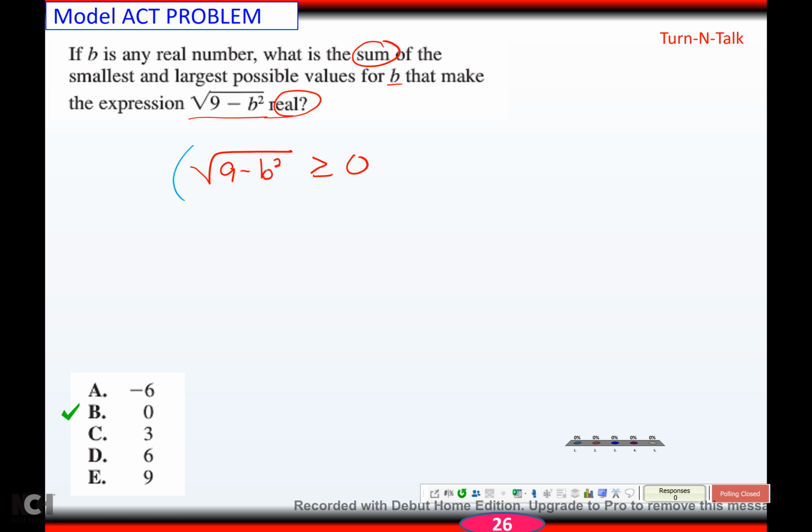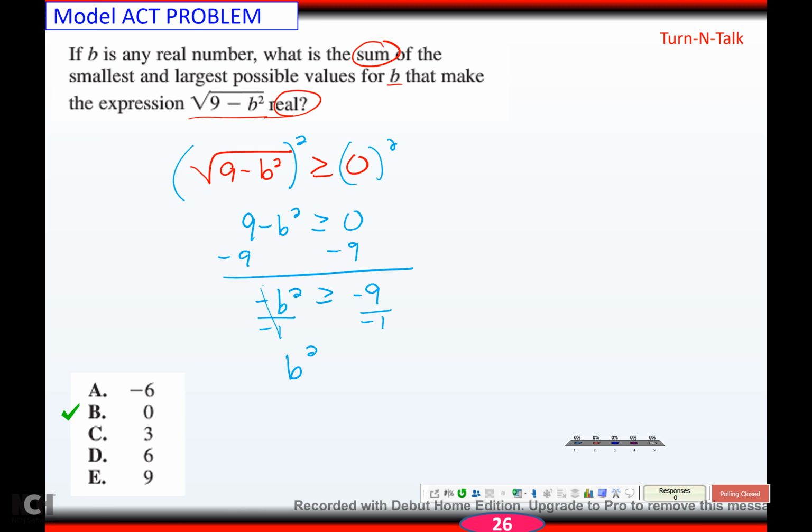We solve it. To kill a square root, I'm going to square both sides. That gives me 9 minus b squared greater than or equal to 0. Minus 9, minus 9. Negative b squared has to be greater than or equal to negative 9. Divide by negative 1. B squared has to stay less than or equal to 9. Square root, and b has to be between plus or minus 3. So the sum of the smallest, which would be negative 3, and the biggest, which would be positive 3, gives me 0. Okay?